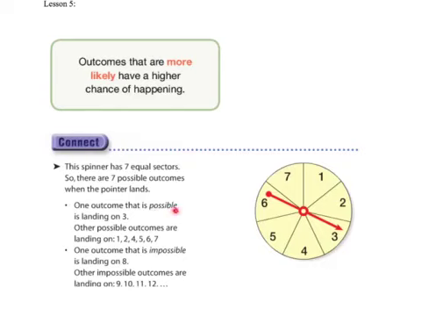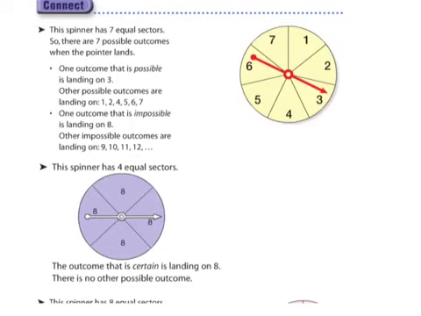An outcome that is possible, you could land on a 3. Other outcomes that are possible, you could land on 1, 2, 4, 5, 6, or 7. You could not land on an 8. Landing on an 8 is impossible. Anything that is not on the spinner is impossible. So 9, 10, 11, 12, all not on the spinner. All impossible outcomes.